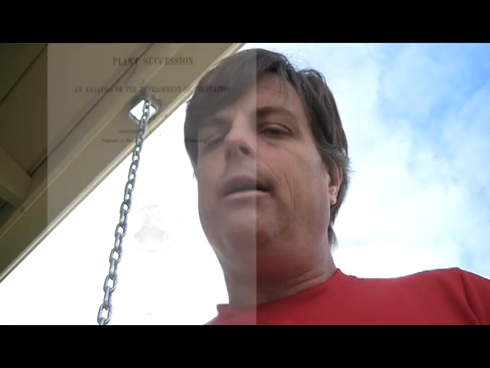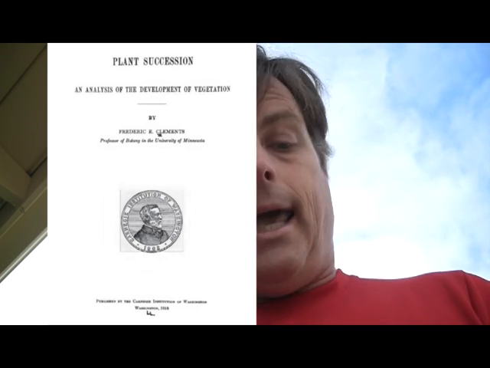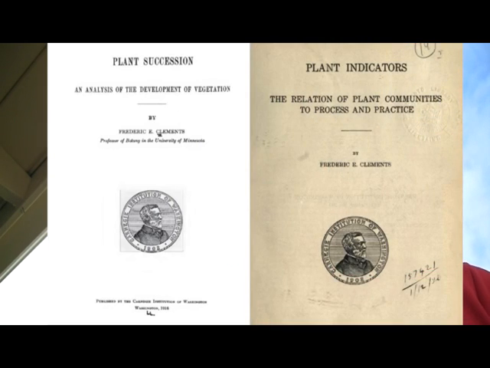Today we're going to be creating soil from really just clay, sand, and silt and nothing else. No organic material to be added to this. And the process was coined in 1916 and 1920 by two books put out by Frederick Clements. He put out two books, one called Plant Succession and the other called Plant Indicators.